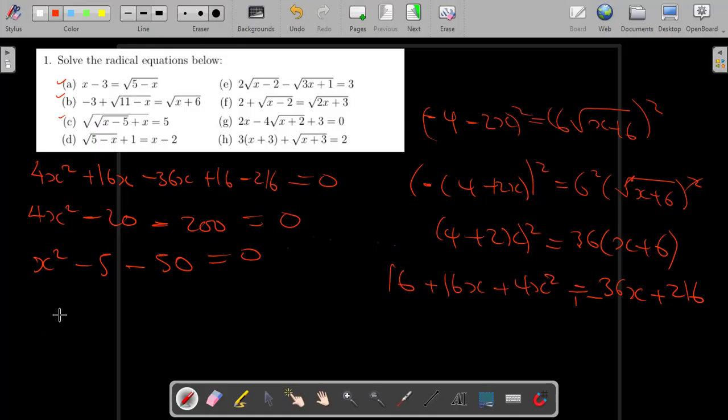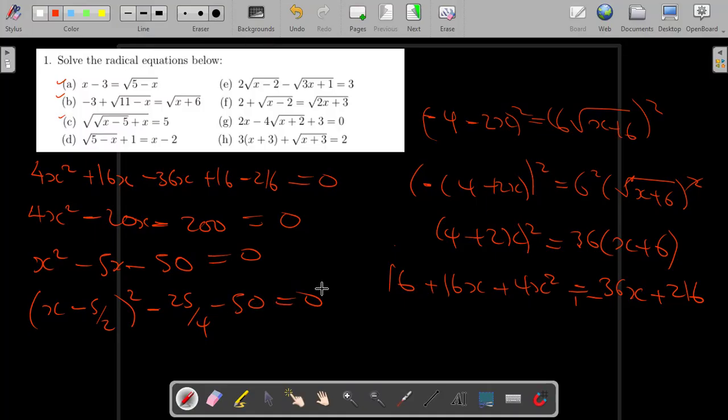Okay, I don't know which time. Just there's an x here. Of course, I complete the square. And what do I have? So this is going to be x, half of that gives me negative 5 over 2 squared. I square that, and I just get negative 25 over 4 minus 50 equal to 0.